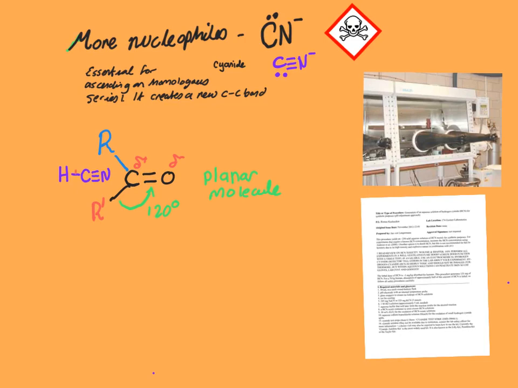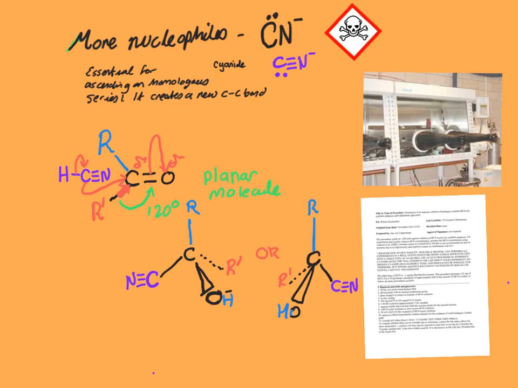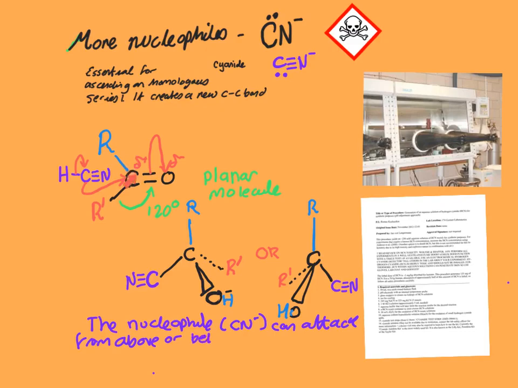And if we draw out the full structure of the cyanide ion, you can see it's got a C triple bond N. Now in this reaction, it's hydrogen cyanide which attacks, but it's a lone pair of electrons coming from the carbon atom which attacks the carbonyl group. Now in this mechanism, because this is a planar molecule, the nucleophile, in this case the cyanide ion, can attack from above or below the plane of the carbonyl group. So it can come from above or it can come from below.